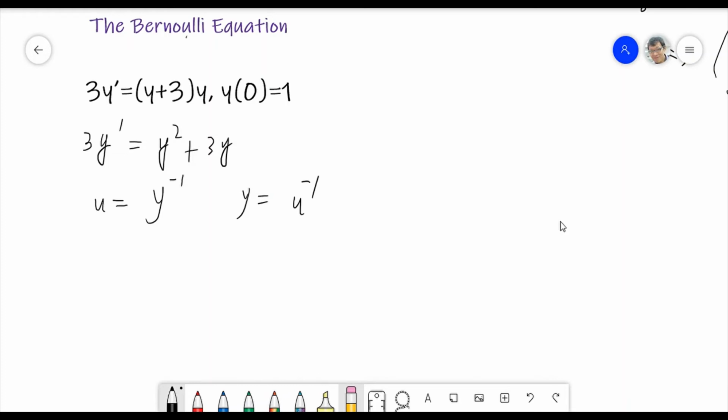So let's see. The left side is what? 3 dy over dx, right? And the right side: y squared becomes u to the negative 2, and then 3u to the negative 1. Am I right? We can write it this way. So what's the next step?